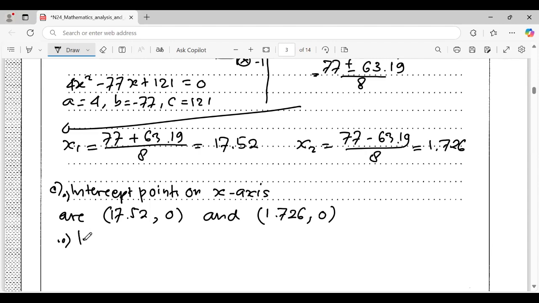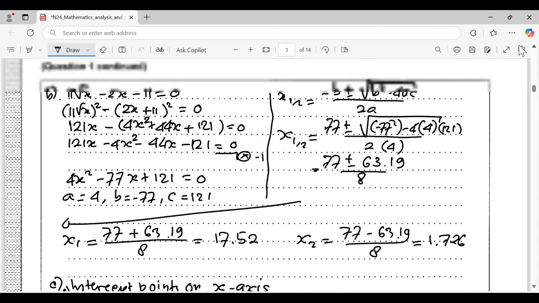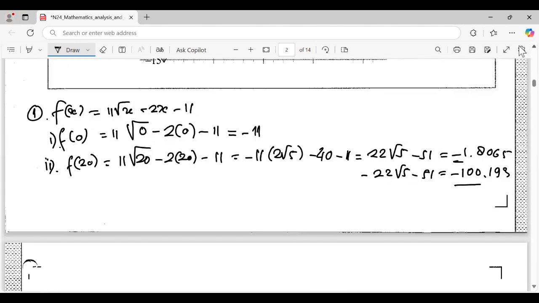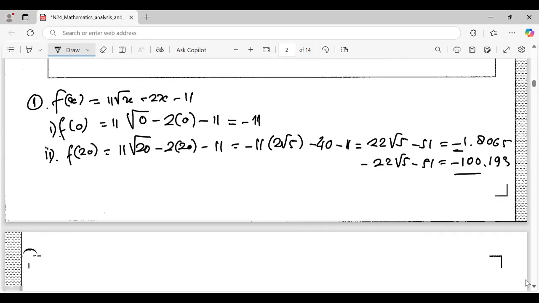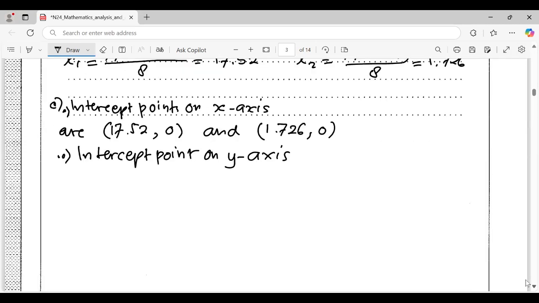Intercept point on the y-axis: only one intercept point. When x equals 0, y equals −11, so the point is (0, −11).